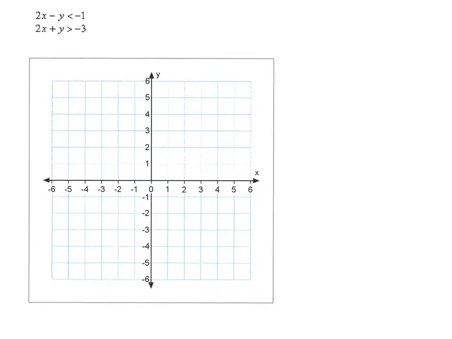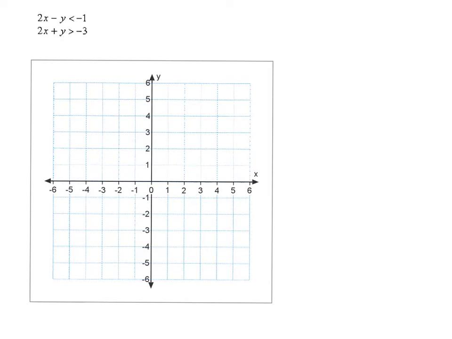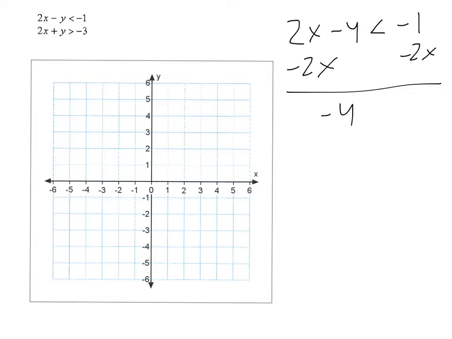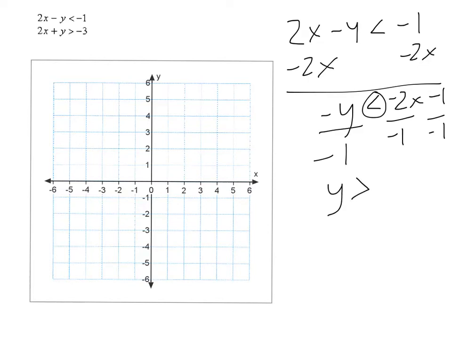Okay, now as you can see here, we're going to have to actually solve these inequalities to get them in slope-intercept form. So let me copy this over. It's going to be 2x minus y is less than negative 1, so let's subtract that 2x from both sides. Okay, so we get negative y is less than negative 2x minus 1, and then let's divide everything by negative 1. We're going to have to flip that inequality, so y is greater than 2x plus 1. All right, so that's our first one.